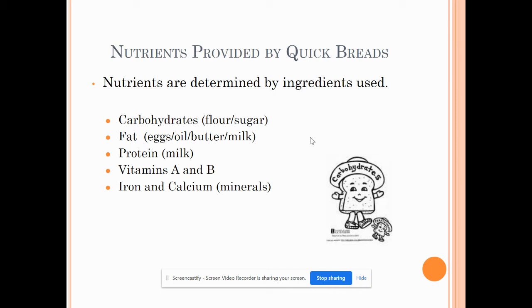And then your vitamins and minerals, you generally find vitamin A and B. And then some minerals that are commonly found in quick breads are iron and calcium.